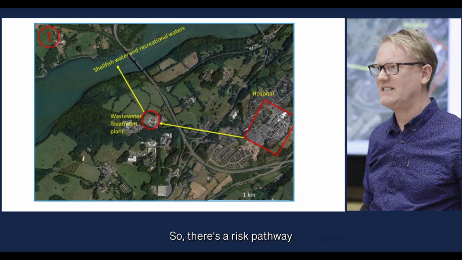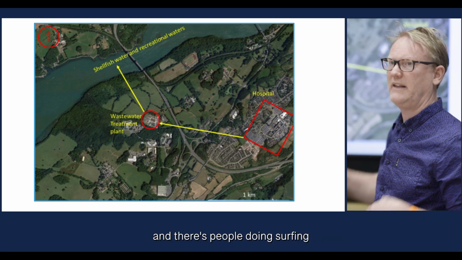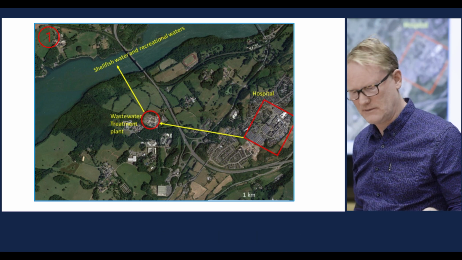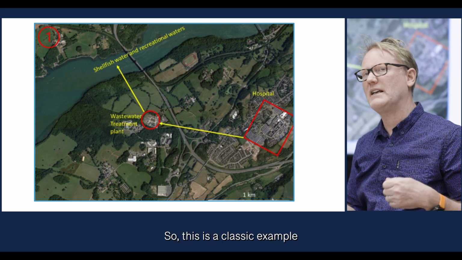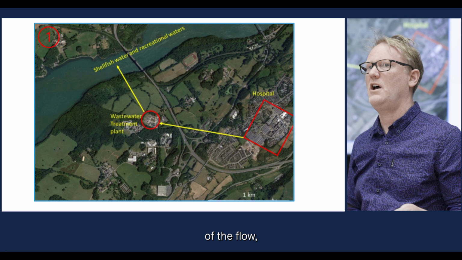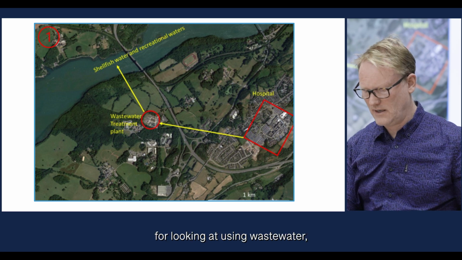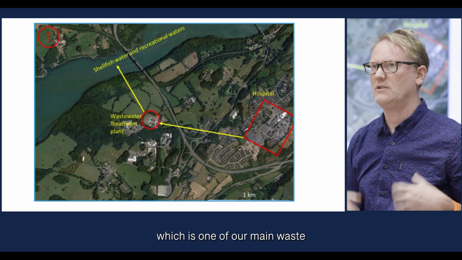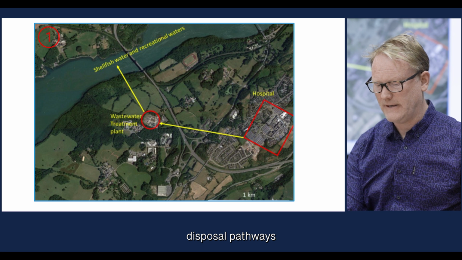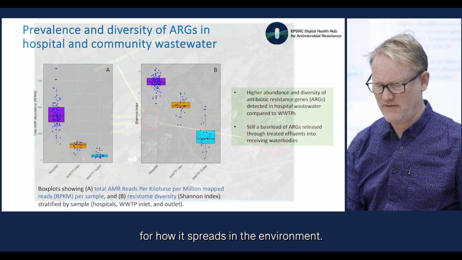So there's a risk pathway there, and there's people swimming, and there's people doing surfing further up the coast and things. So this is a classic example of the One Health agenda, looking at using wastewater, which is one of our main waste disposal pathways, to look for how resistance spreads in the environment.